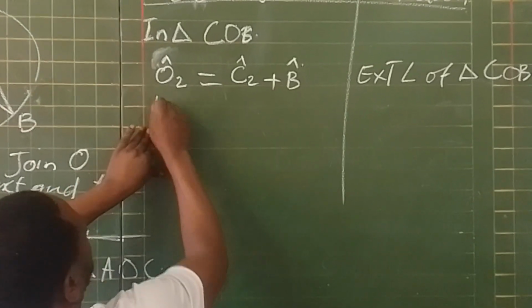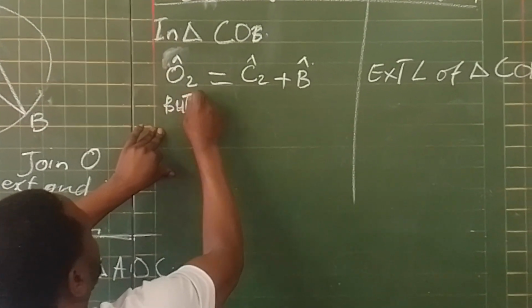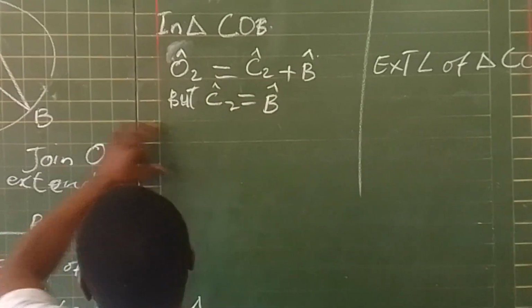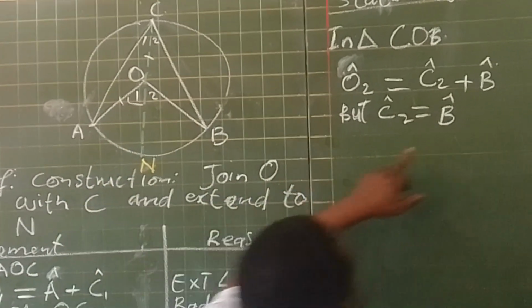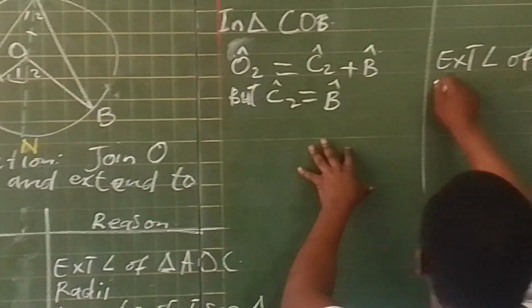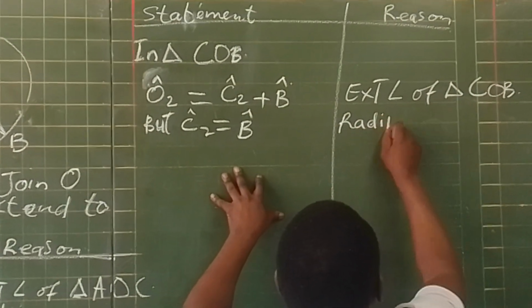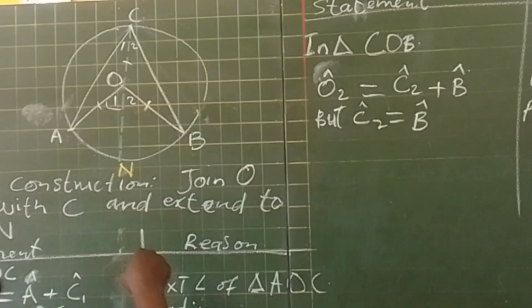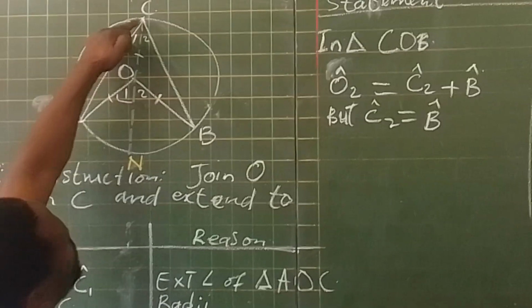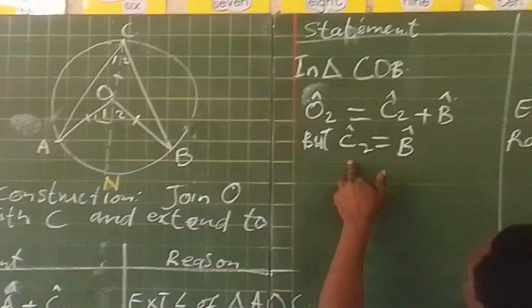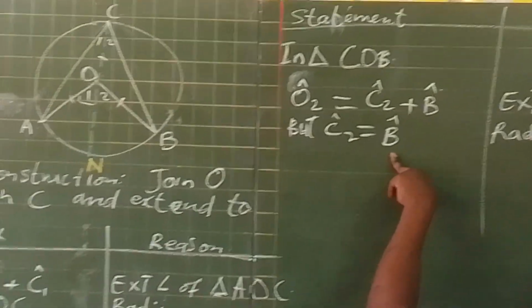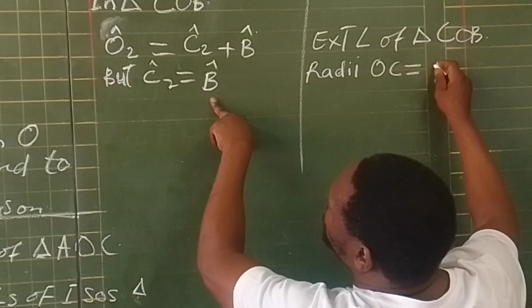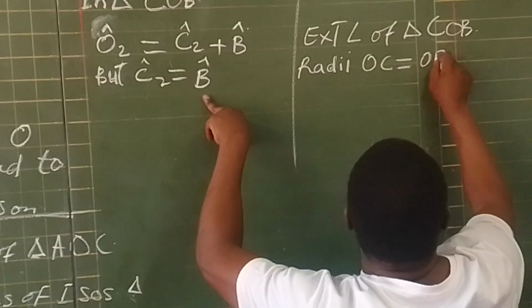Then we say, we know that C2 is equal to B. The reason being radii: if this angle is equal to that, because we said OB is equal to OC. C2 is equal to B, radii OC is equal to radii OB.